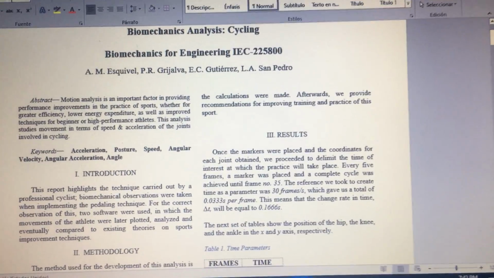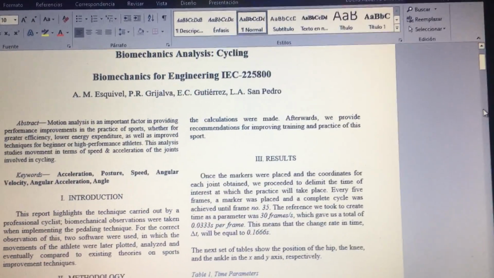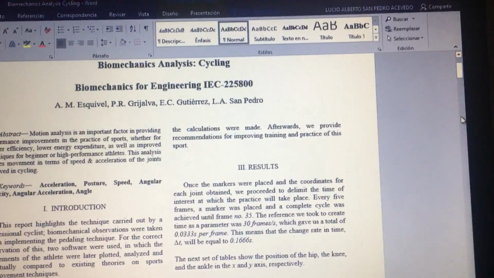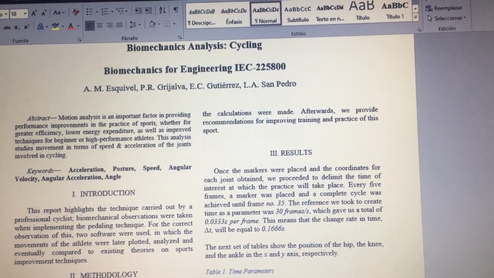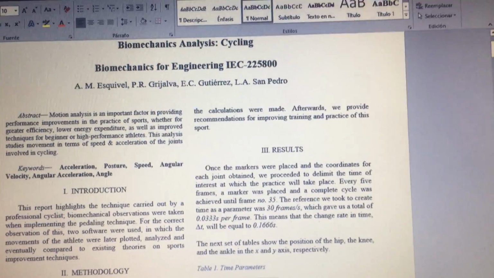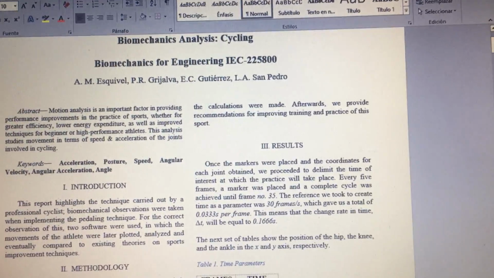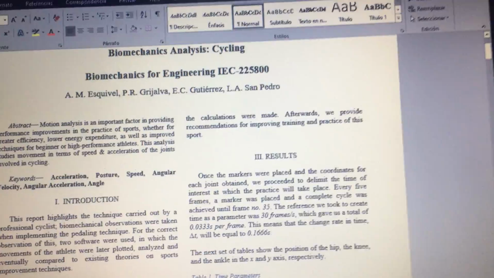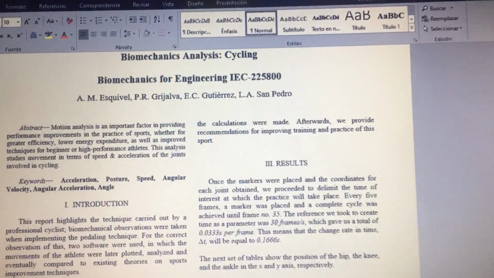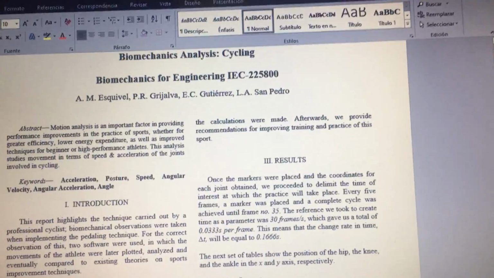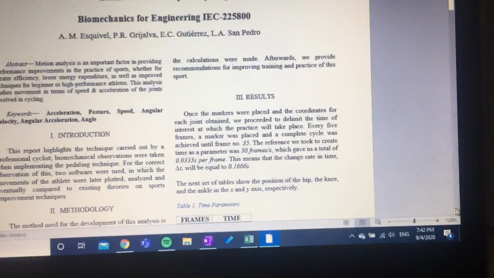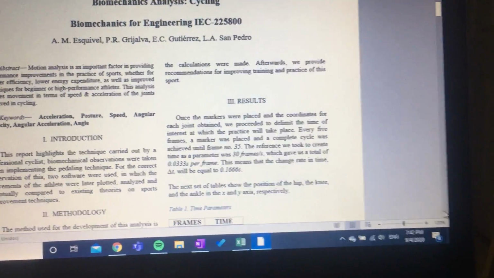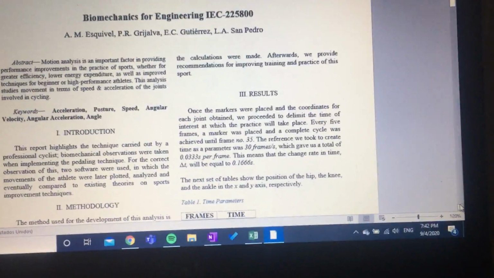project. So first of all, the main reason we started this project was to highlight the technique carried out by a professional cyclist. Obviously, some biomechanical observations were taken in the pedaling of the cyclist, and using the Richmond's program, we were able to place some markers in the joints of interest, which in this case are the hip, the knee, and the ankle.